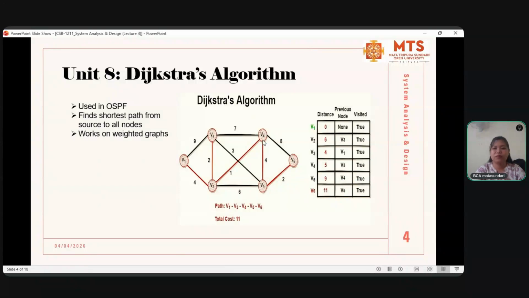Again V6. How to reach V6 now? V6 is our final destination. So here 9 plus 2 will be 11. But if we go through here, 9 plus 8 will be 17. So we'll choose 11. 11 is the minimum, so we'll choose it. The previous node is V5. So our total cost will be the last value, which is 11. We calculate 4 plus 2 plus 1 plus, you see, in this way we'll calculate, and the last point will be 11. So the total cost is 11.